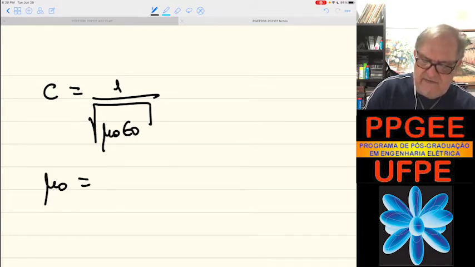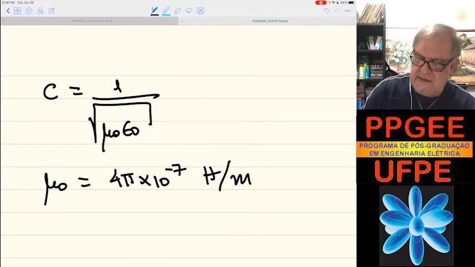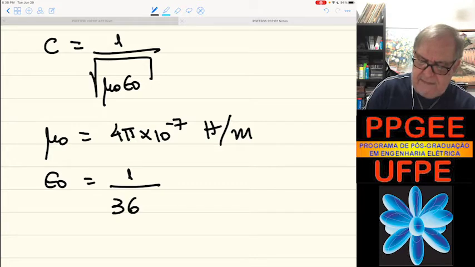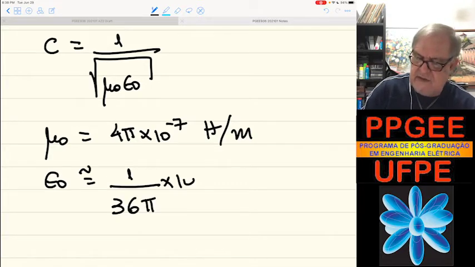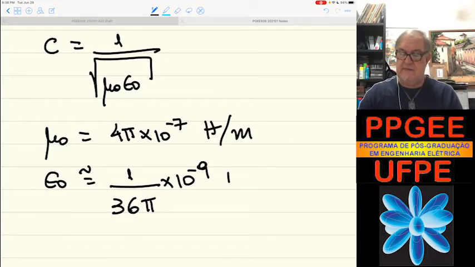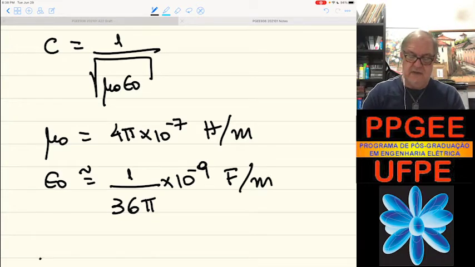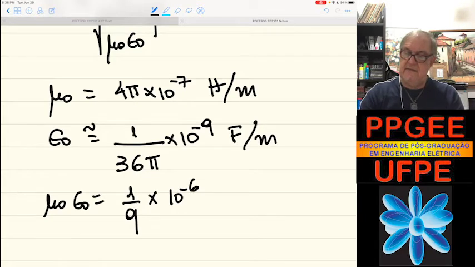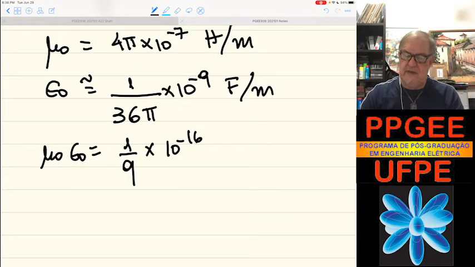Mu 0 is 4 pi times 10 to the minus 7 henry per meter. Epsilon 0 equals approximately 1 over 36 pi times 10 to the minus 9 farad per meter. So the product is 1/9 times 10 to the minus 16 henry farad per square meter, which is going to be the corresponding unit.